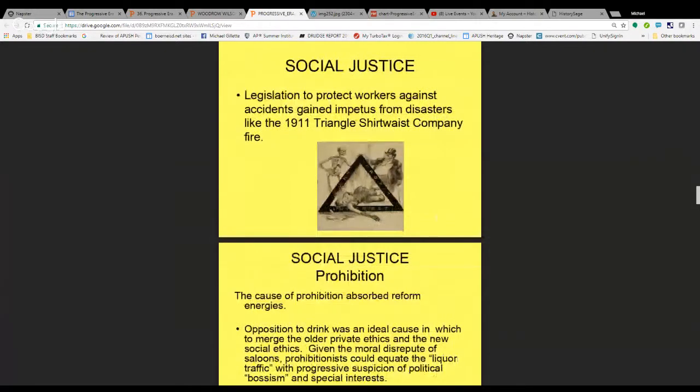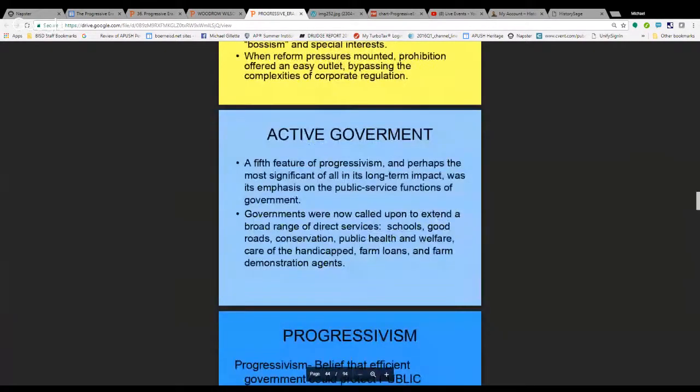And the fifth feature, and this is pretty much a no-brainer, is active government. The fifth feature of progressivism, and perhaps the most significant of all in its long-term impact, was the emphasis on the public service functions of the government. Governments are now being called upon to extend a broad range of direct services to the people. In other words, the government is doing things for people that people used to do for themselves.